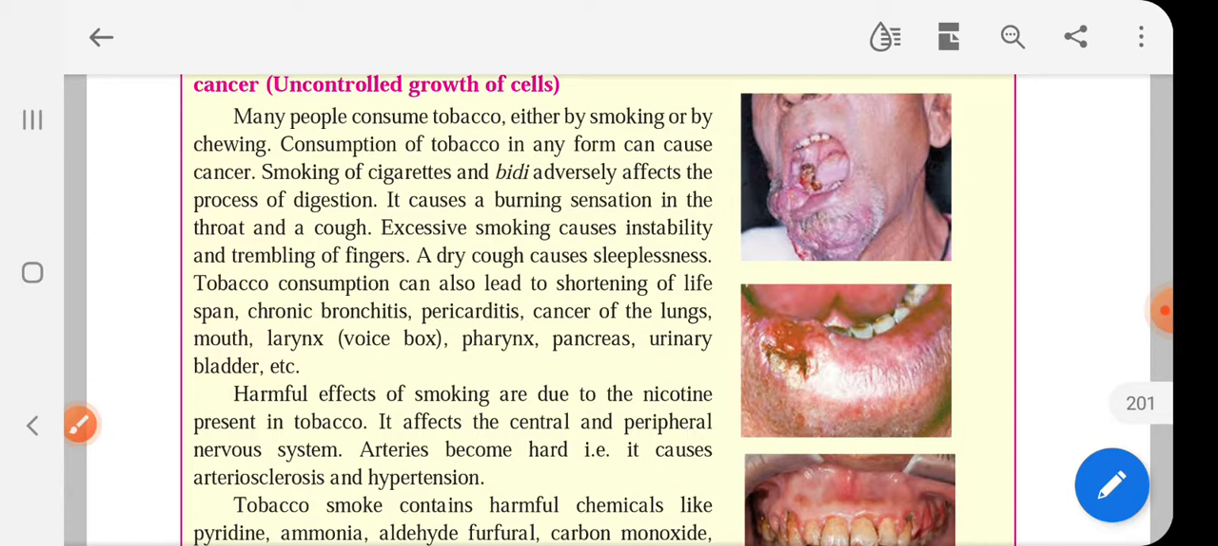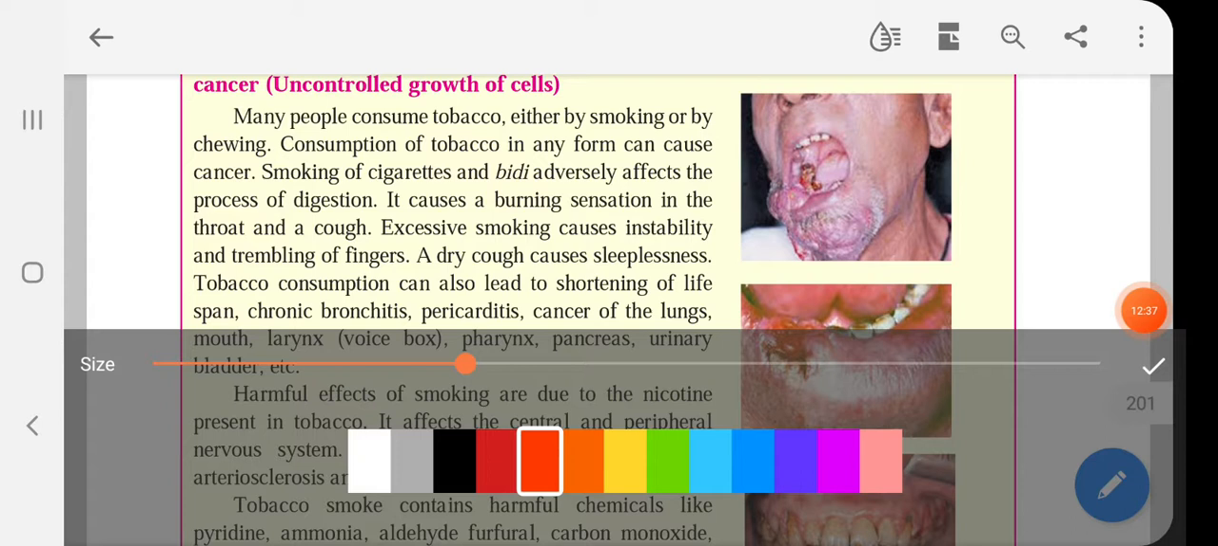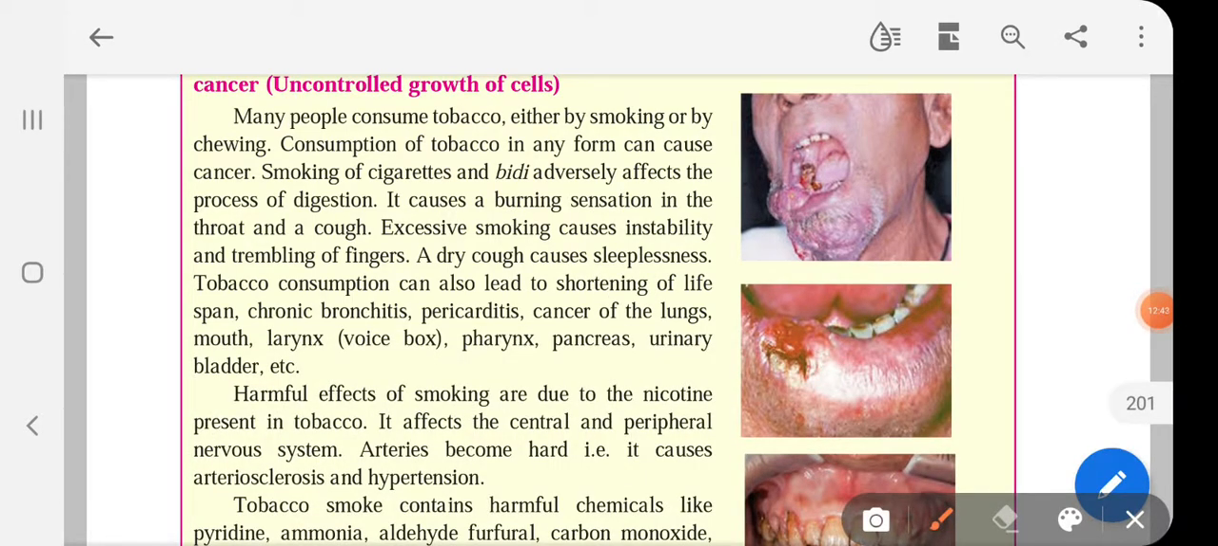You can see here. Let us discuss this as well. It's very important nowadays to know about it, because young people have this addiction to different things. Many people consume tobacco either by smoking or by chewing. Consumption of tobacco in any form can cause cancer. Smoking of cigarettes and bidi adversely affects the process of digestion. It causes a burning sensation in the throat and a cough.